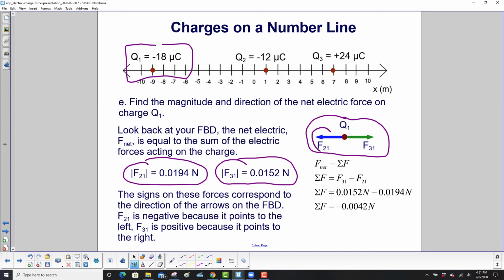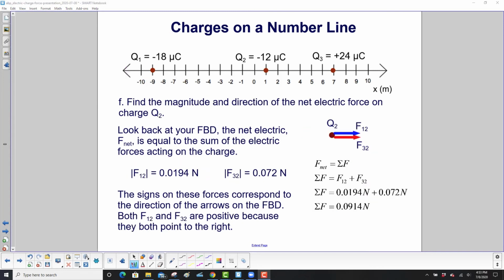F21, this guy here, is going to be negative. Why? It's pointing to the left. F31 is positive because it points to the right. So we sum our forces here. So we have the positive force 3 on 1 and the negative 2 on 1. So that could be written plus or minus F21, but plus a minus force is the same as subtracting. And we get the sum of the forces on charge Q1 is negative 0.0042 newtons. So what does that tell you? The net force is going to push Q1 that way.